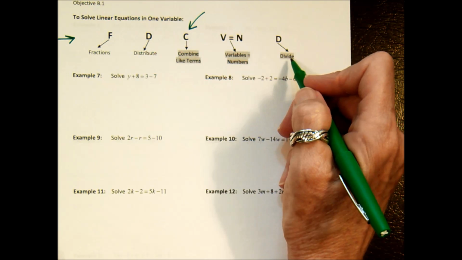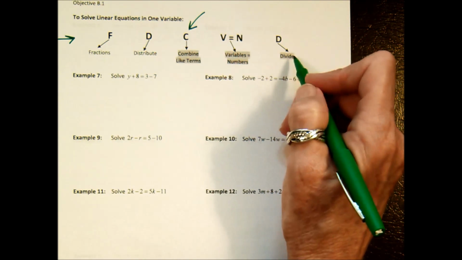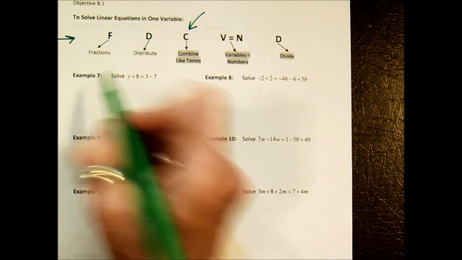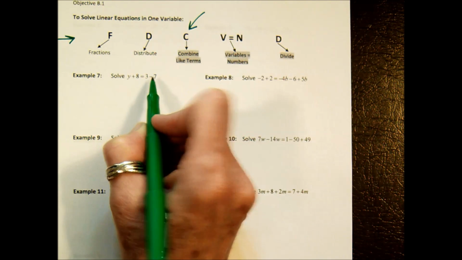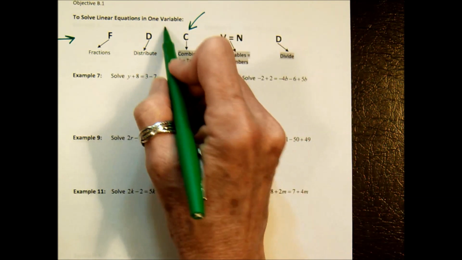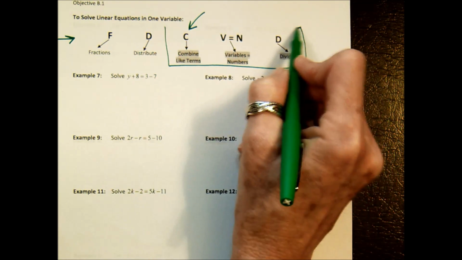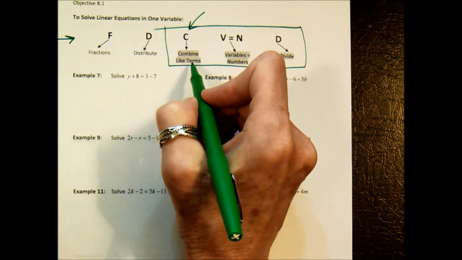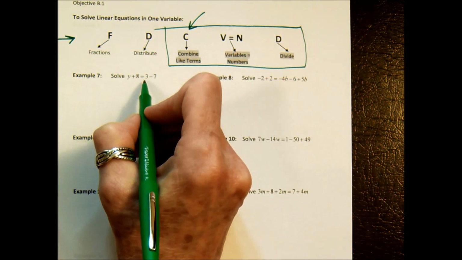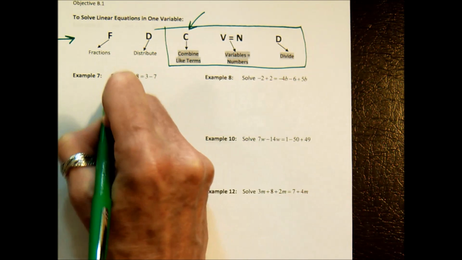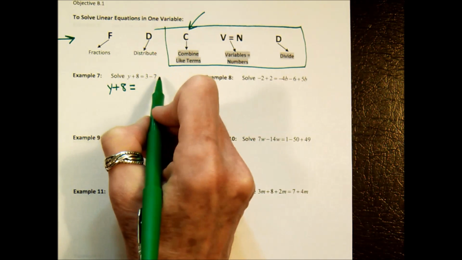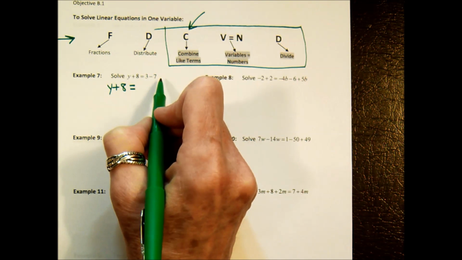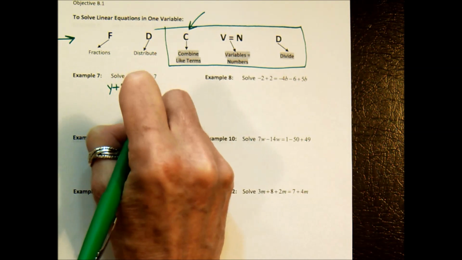So let me try one, show you what I'm talking about. So we look at example 7. We have y plus 8 equals 3 minus 7. Our first step in these 3 that we are doing so far is to combine like terms. Well, I see some like terms there. So y and 8 are not like terms, but 3 take away 7, those are like terms. A 3 and a 7, that makes a negative 4.